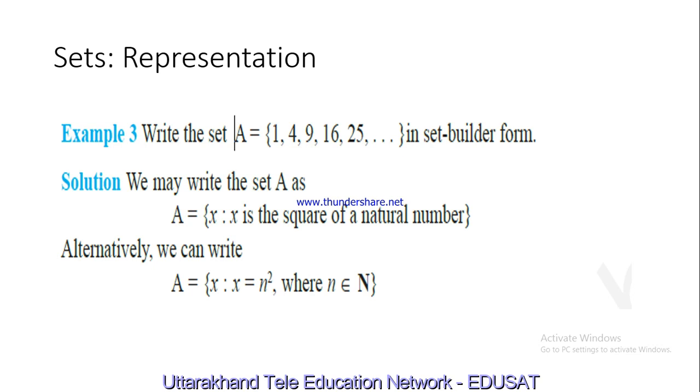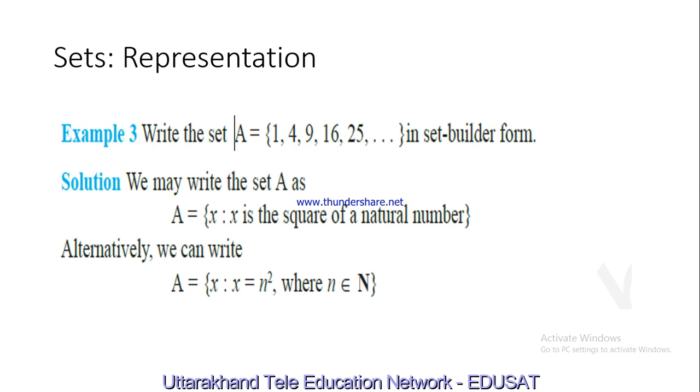And how do we do this? You would recall from our earlier discussion that we have to identify one property that is common to all the elements, and using that property we can represent the set in the set builder form. So what is the property? The property is that these numbers are all squares of the natural numbers. What are the natural numbers? Natural numbers start from 1 and they continue till infinity.